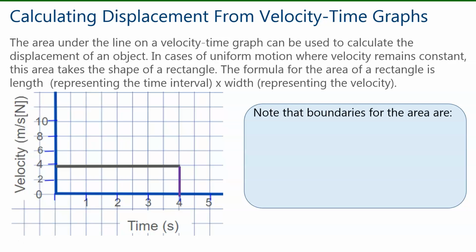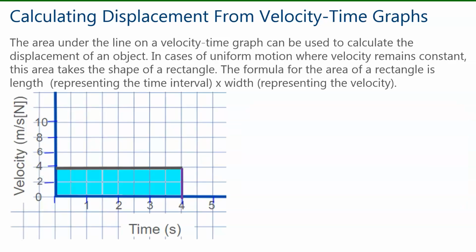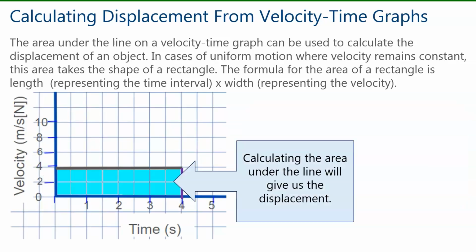Note that the boundaries for the area are the line on your graph, the x-axis, time, a vertical line you draw from the end of the line on your graph to the x-axis, or time, and sometimes the y-axis, velocity. So calculating the area under the line will give us the displacement.